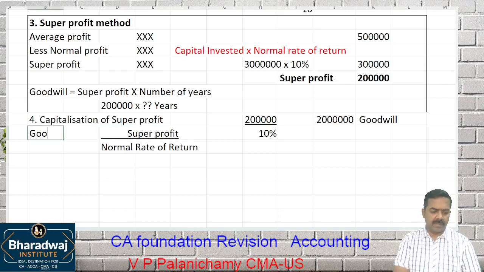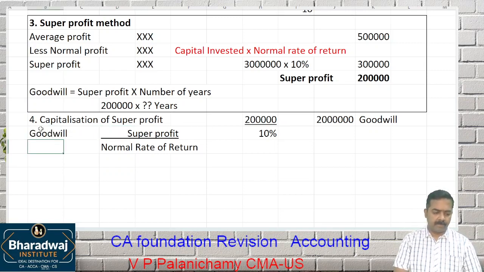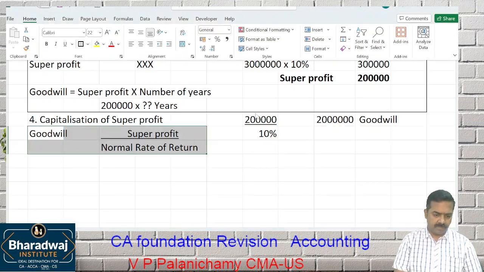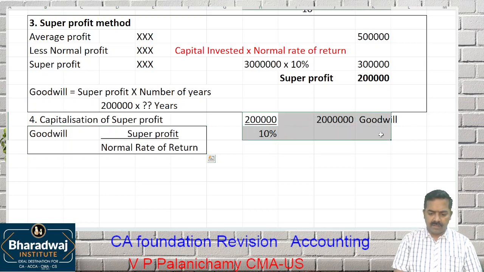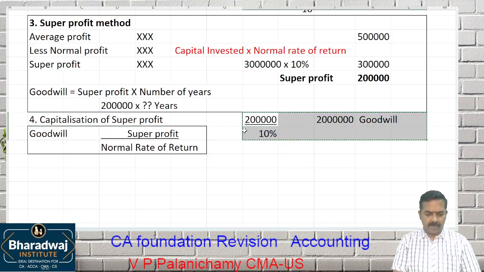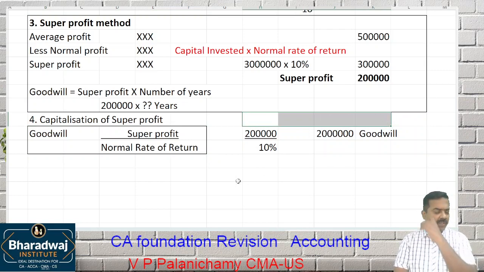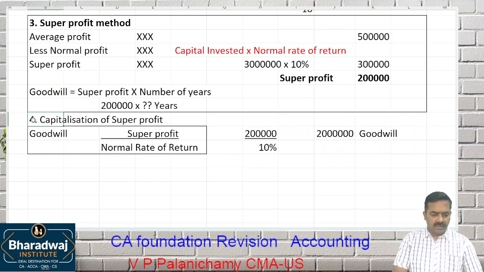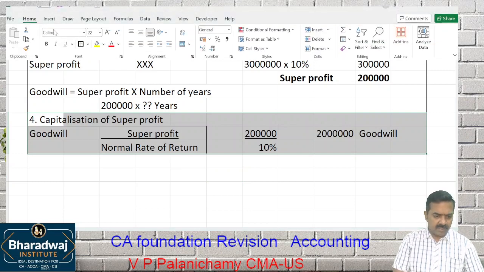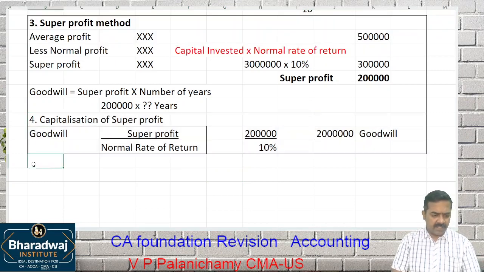Goodwill under capitalization of super profit method. In this example, 2 lakh divided by how much percentage? 10% will give us how much? 20 lakhs goodwill. There is one more method. That is called as capitalization method.